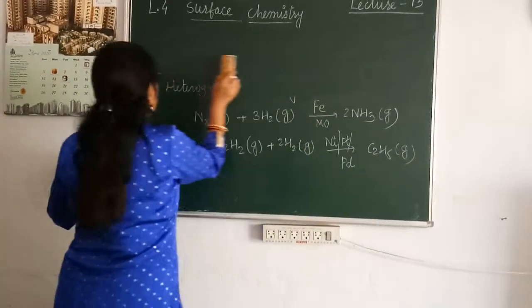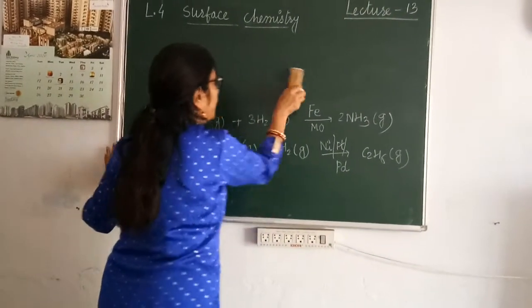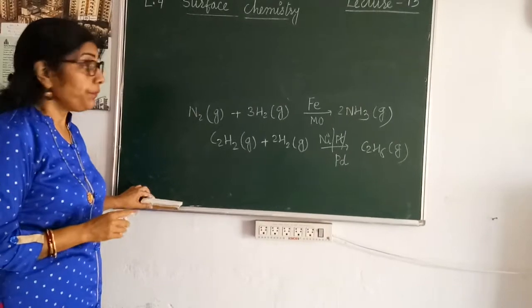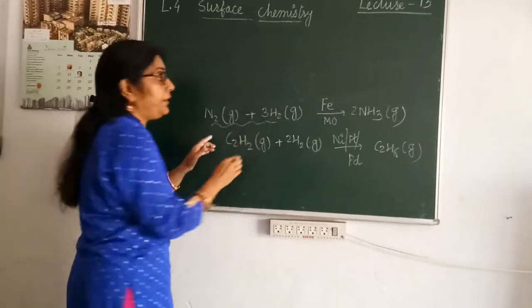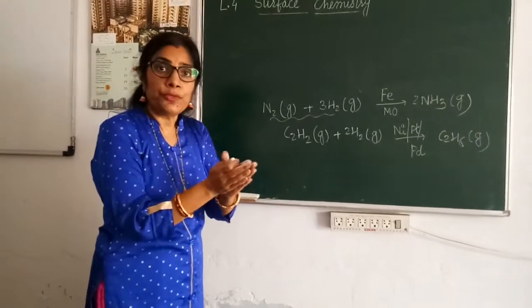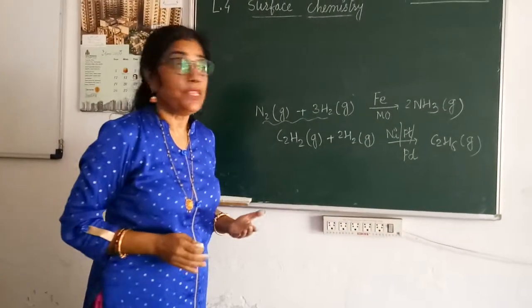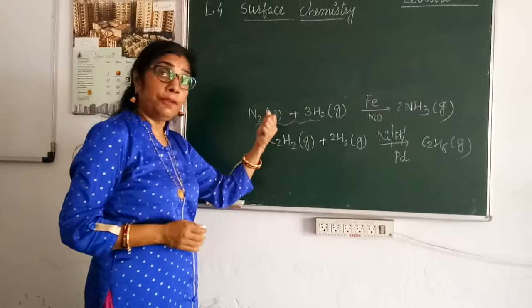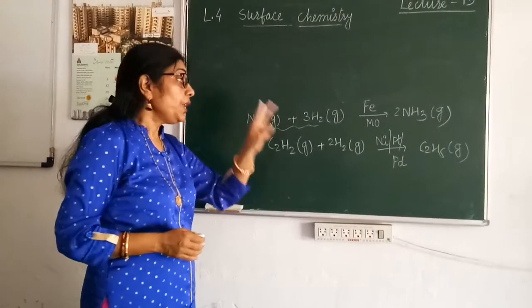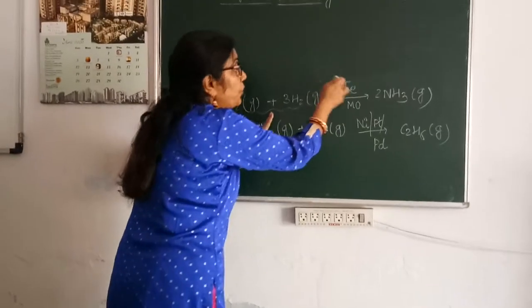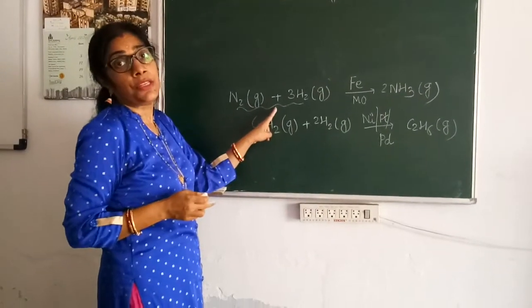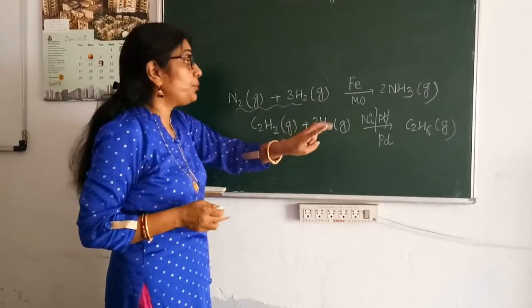Now, what is the mechanism of this heterogeneous catalysis? First of all, what happens? Step 1: these reactants undergo diffusion, as gases can diffuse easily. So first of all, they are diffused, that is step 1. Second step, these diffused gases would be adsorbed by this solid catalyst. So the second step is adsorption.